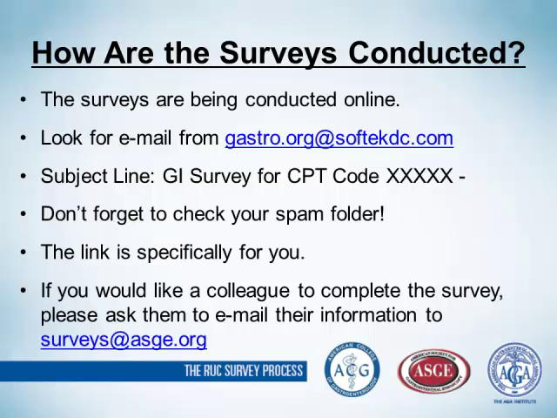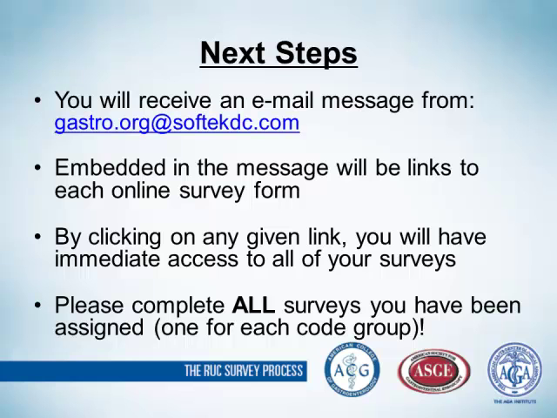You're at the end. How are the surveys conducted? The surveys are being conducted online. Look for an email from gastro.org at softekdc.com with the subject line, GI Survey for CPT code XXXXX. Please don't forget to check your spam folder because this link is specifically for you. If you have a colleague who would like to complete the survey, please ask them to email their information to surveys@asge.org. Again, you will receive an email message from gastro.org at softekdc.com. Embedded in the message will be links to each online survey form. By clicking on a link, you will have immediate access to all of your surveys. And please complete all surveys that you have been assigned, one for each code group.